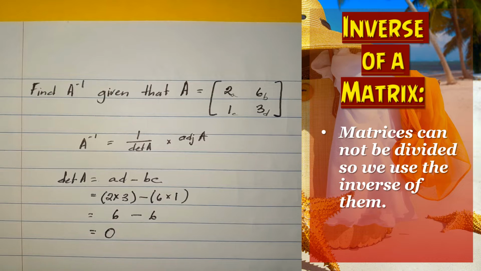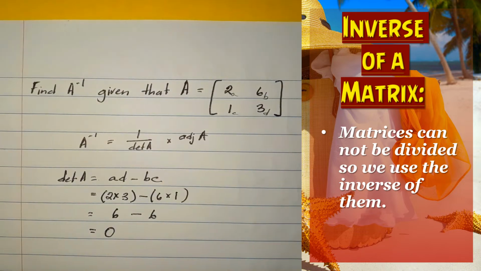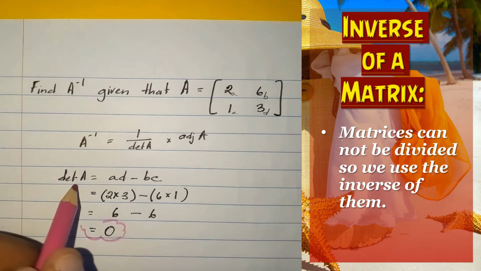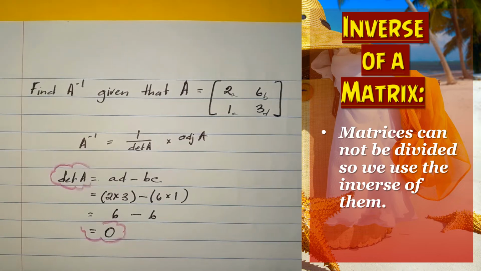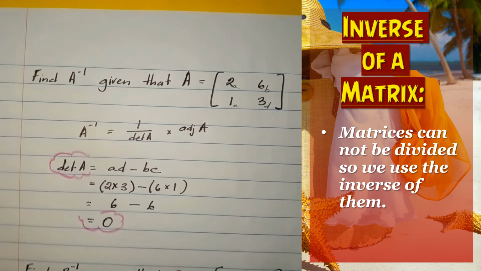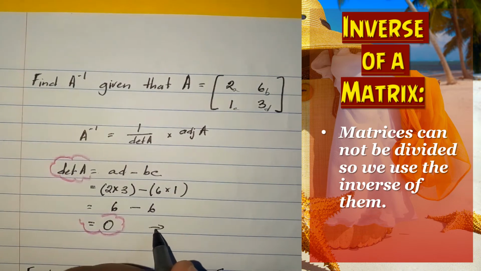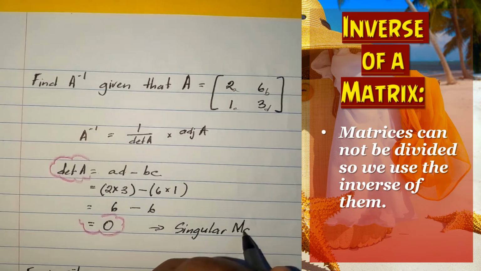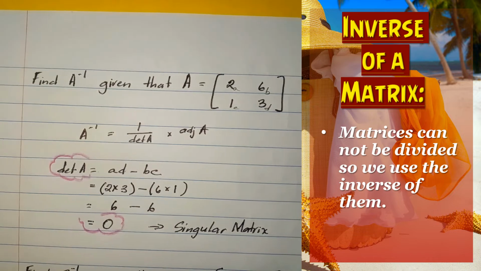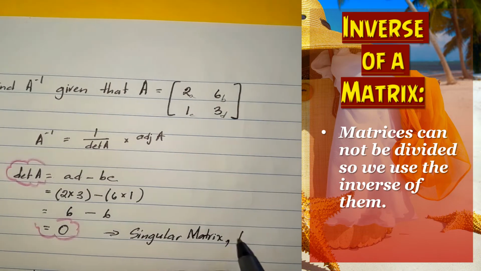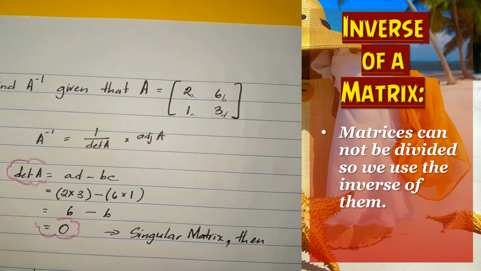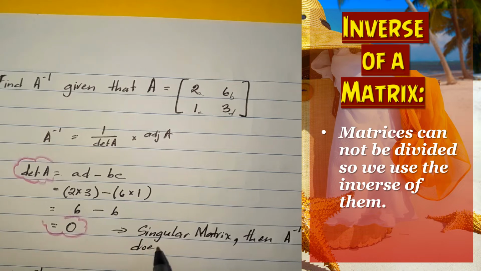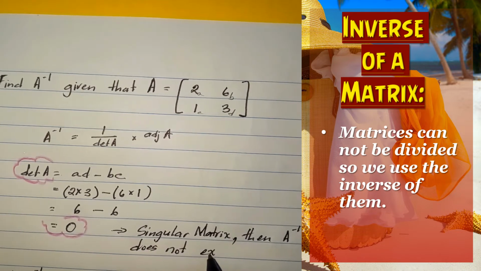Stop. Pause. Take a reality check. When this happens, remember the type of matrix this is? When the determinant is equal to 0, that matrix is called a what? Better remember. Watch. This is a singular matrix. If the matrix is singular, then the inverse does not exist. A inverse does not exist.